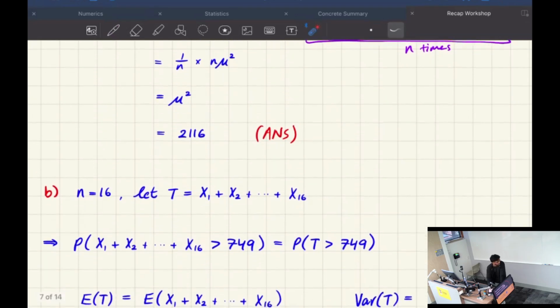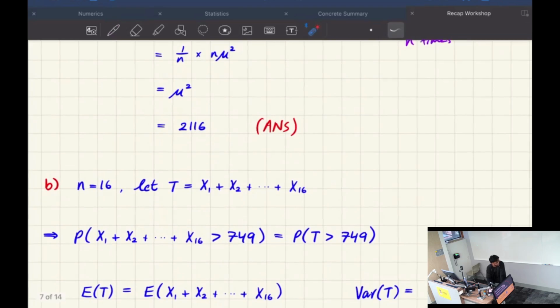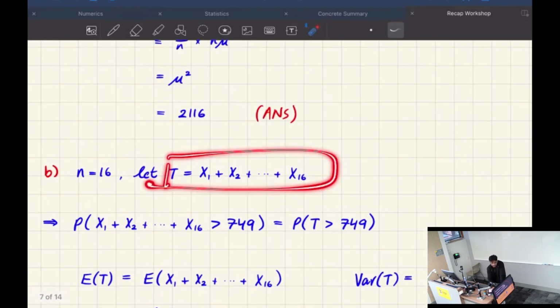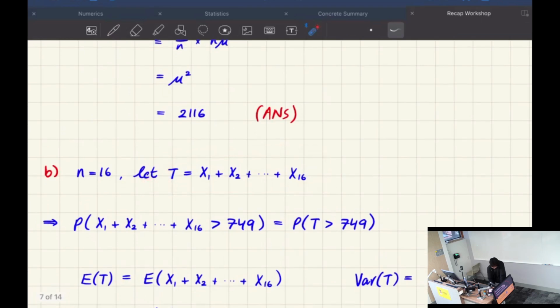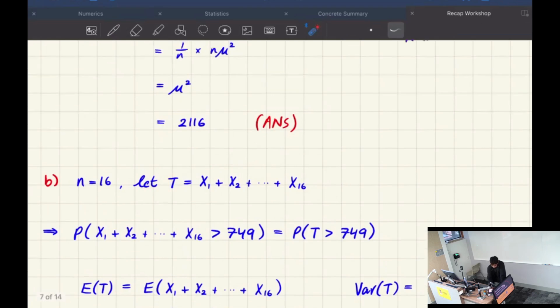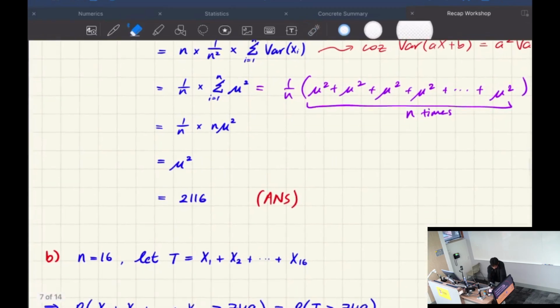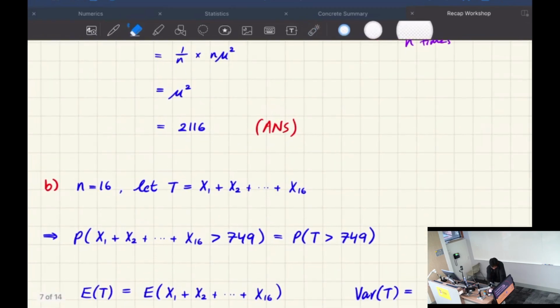I'll move on. And so the expected value of t, so expected value of this, is just the sum of the expected values. Where do I get that from? Up here. That's where I get it from, where a is just equal to 1 and b is just 0. Okay? So you can just sum them up and you get this.